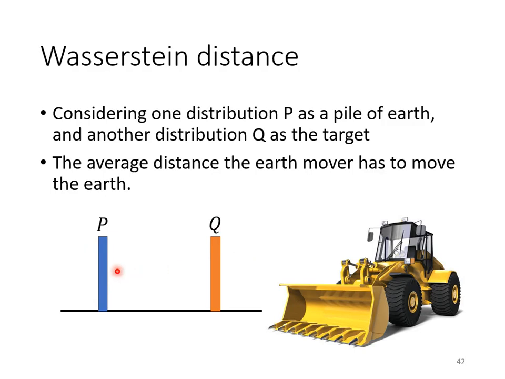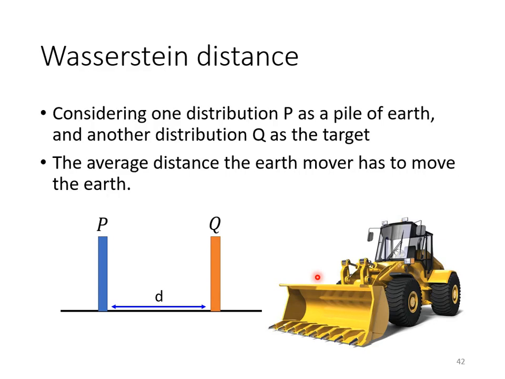In this example, we assume that P is at this point, and Q is at this point. For the bulldozer, assume it wants to move the soil on the side of P to the side of Q. The average distance it has to travel is d. So in this example, if the distance between these two points is d, then the Wasserstein distance between P and Q is d. Since you have to imagine that there is an earth mover, a bulldozer bulldozing, Wasserstein distance is also called earth mover distance.